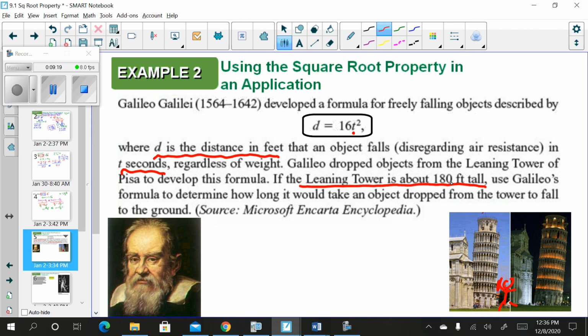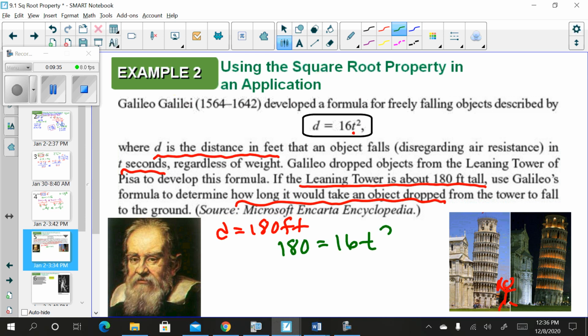It was 180 feet tall. So that's our distance that it's falling, 180 feet. We can figure out then how long it would take for an object dropped from the tower to fall to the ground. So how long would that take? In this formula, we know what the distance is, and we want to solve for the time.